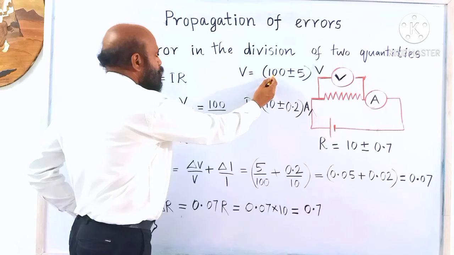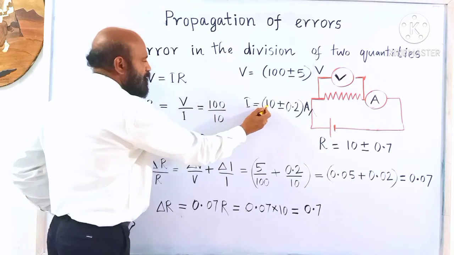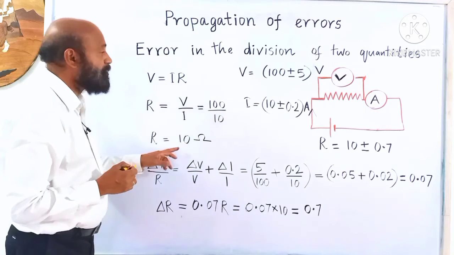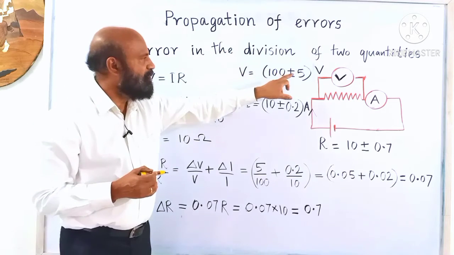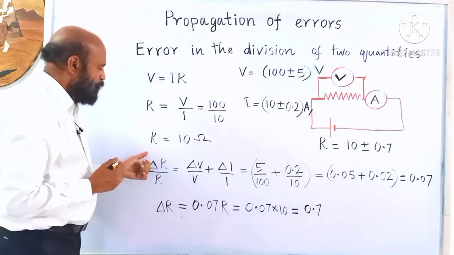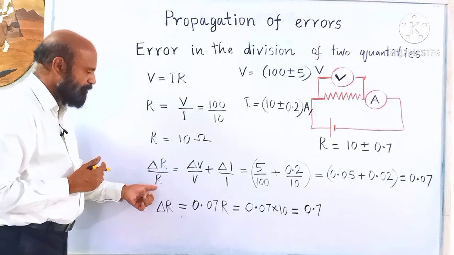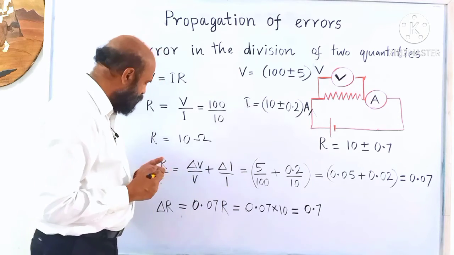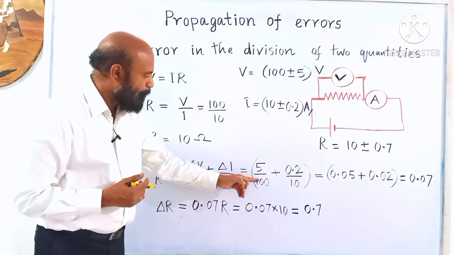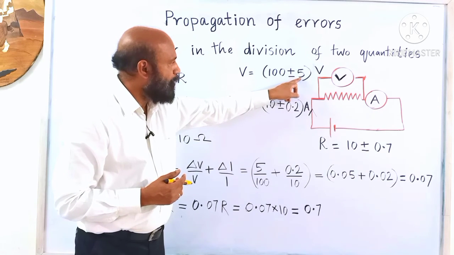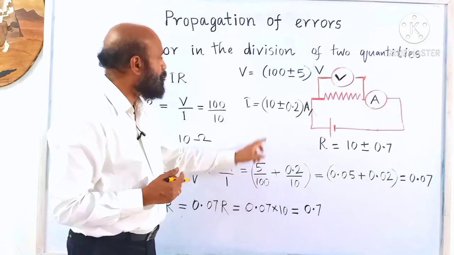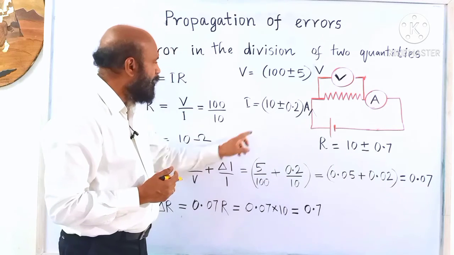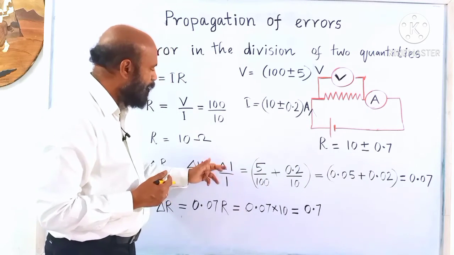The correct value of the voltage is 100. The correct value of the current is 10. So 100 divided by 10 is 10. So that's the correct value of the resistance. But in the measurement of voltage and current, there is an error. So the fractional error in the measurement of the resistance is equal to the sum of the fractional error in the voltage and the fractional error in the current. So delta R by R is equal to 5 by 100, since the error in the measurement of the voltage is 5 and V is 100, plus delta I by I, which is 0.2 by 10.